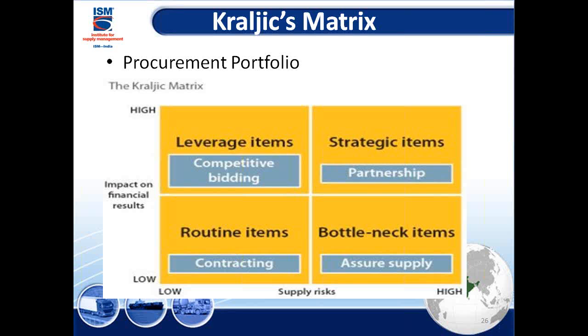So contracting means I make a long-term agreement, I make an umbrella agreement, and this is where you see many of the government bodies coming with a rate contract, a framework agreement. So for routine items, I want to automate it, I want to cut down my paperwork. This is where they are. While in the strategic items, I make a long-term partnership. So this is where they are around. Leverage items, because this is the area where there are too many suppliers, risk is very low, I want to get the best out of it.